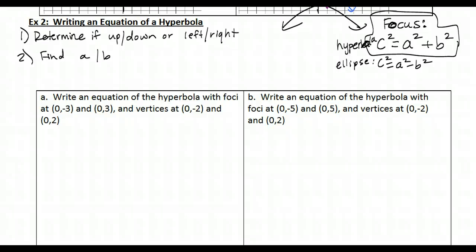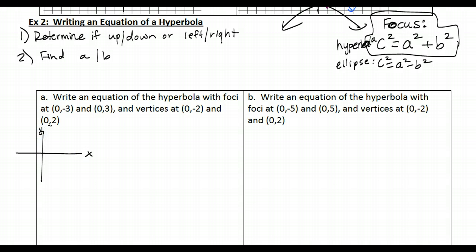So I recommend drawing a little picture. And remember how the foci are on the same line as the vertex? I only mentioned that at the very beginning. We haven't been graphing it. But again, the foci and the vertices should be on either the same x-axis or y-axis.